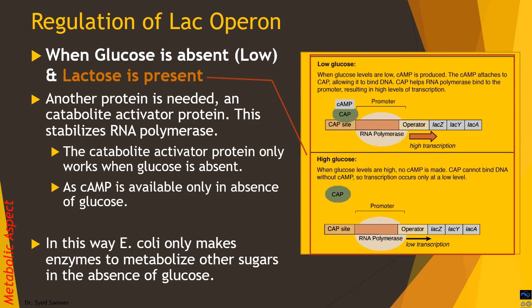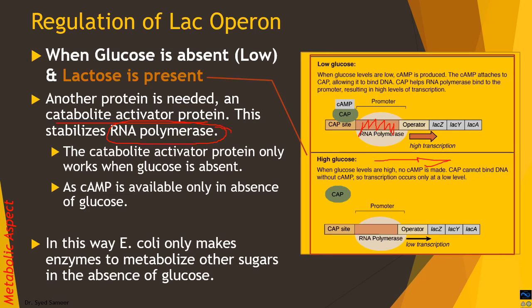So in the scenario when lactose is present and glucose is either absent or low, we need a catabolite activator protein to enable RNA polymerase not only to stabilize at the promoter region but also to identify it much more avidly, and then clear the promoter much more quickly towards the structural genes to express them.